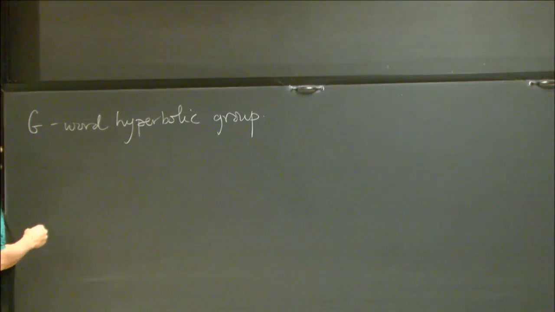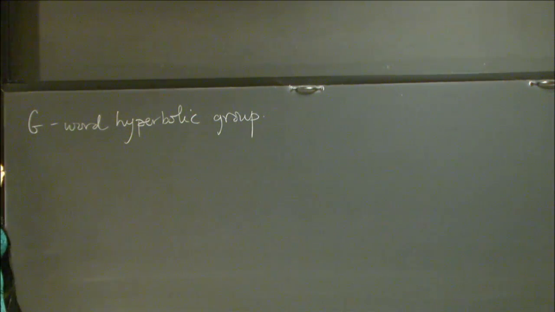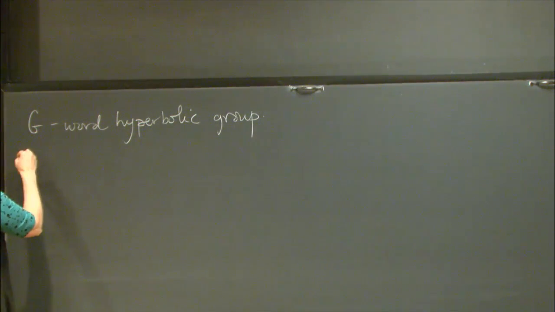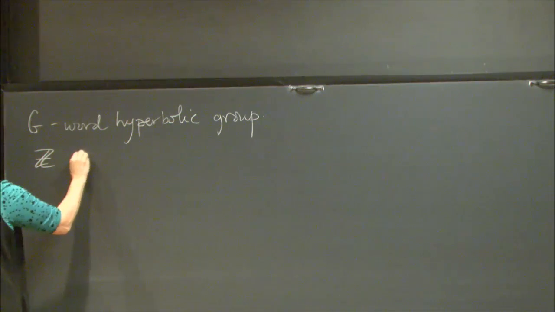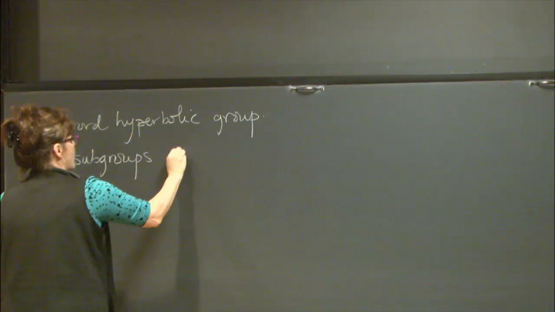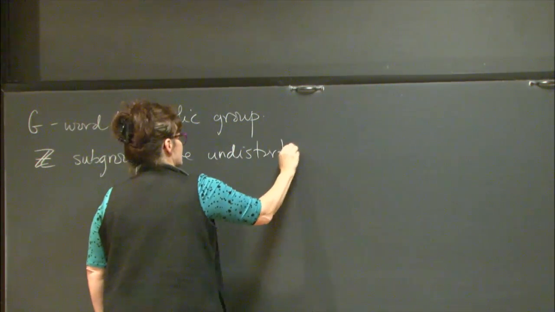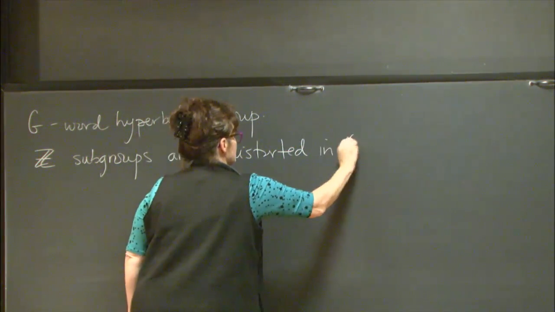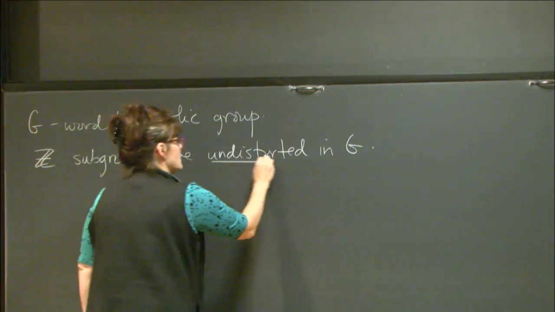All right, so I'm going to write this phrase in English, and then I'm going to tell you exactly what I mean by it. And I believe that Olga said this in her talk as well, that infinite cyclic subgroups are undistorted in G. So I'm going to say it in English, and then I'm going to say exactly what I mean by that in terms of the language that we discussed yesterday. So they're undistorted in G.